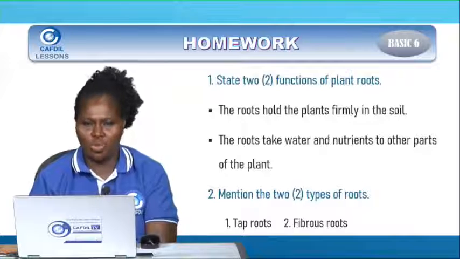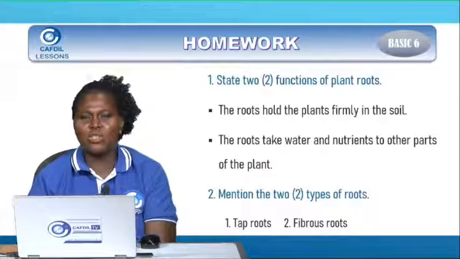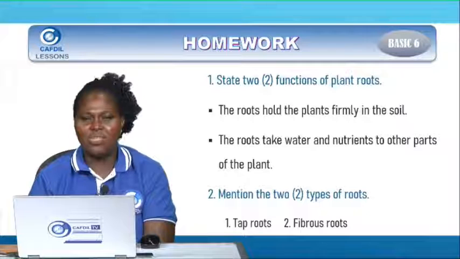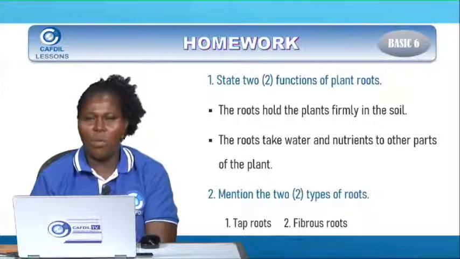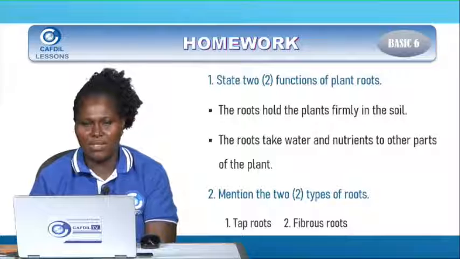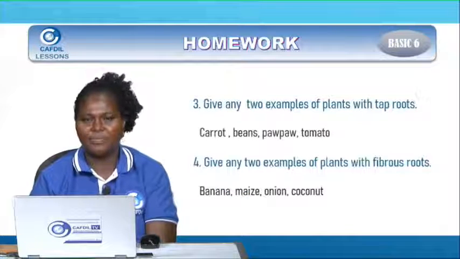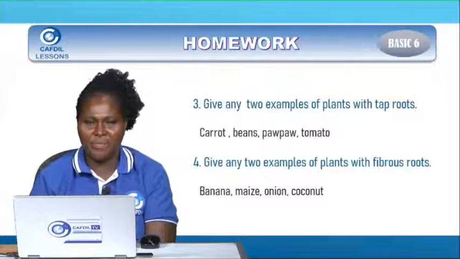Homework number 2: Mention the 2 types of roots. 1. Tap roots and 2. Fibrous roots.